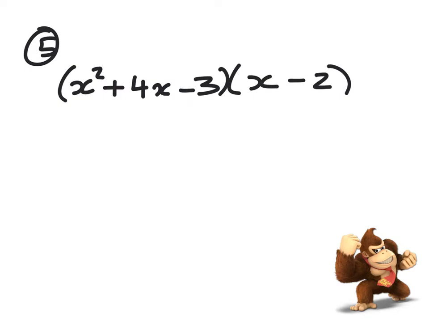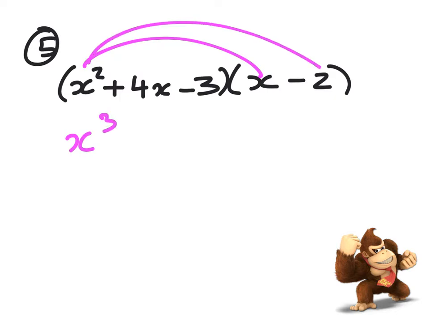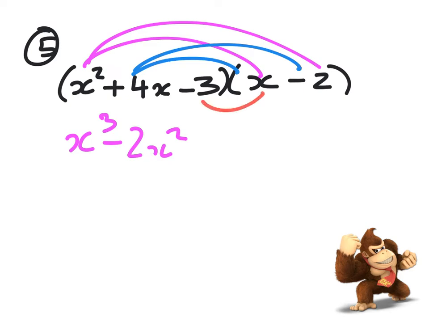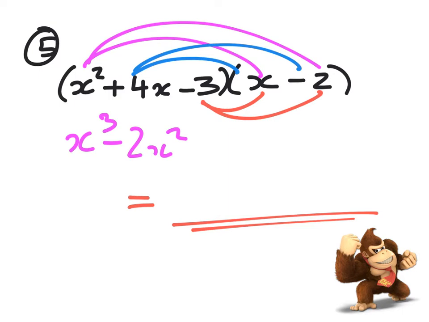Question 5, remove the brackets this time. So we've got x squared times x, x cubed, x squared times negative 2, negative 2x squared. Then we've got 4x times x, 4x times negative 2, and then finally we've got negative 3 times x, negative 3 times negative 2. Tidy all that up for your answer.